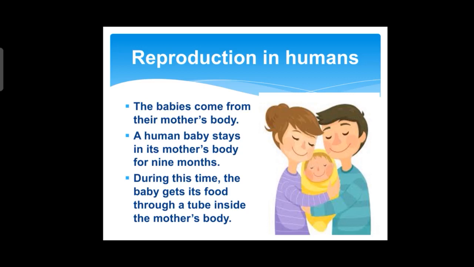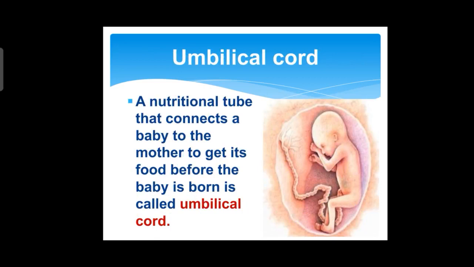The baby gets its food through a tube inside the mother's body, that is umbilical cord. Umbilical cord. It is a nutritional tube that connects a baby to the mother to get its food before the baby is born is called umbilical cord. In the picture, you can see that the baby is inside the womb and the baby is connected to the mother's body through the tube, and the tube is clearly visible in the picture.